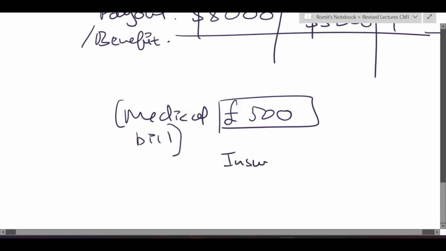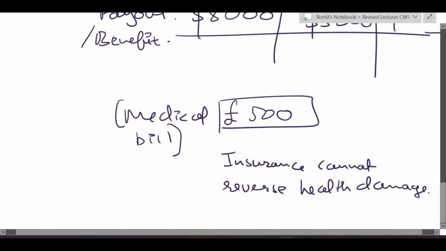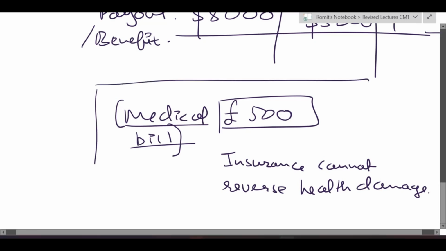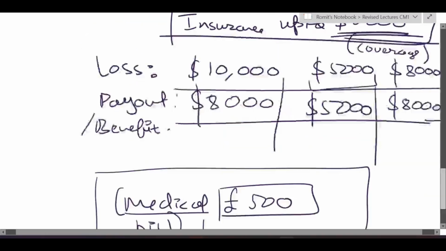Insurance cannot reverse health damage. They can just pay the medical bill, right? So if your medical expense was 500, they will pay you this 500 if this is covered by your insurance, right? So they will indemnify your financial loss, but they cannot fix your health, right?